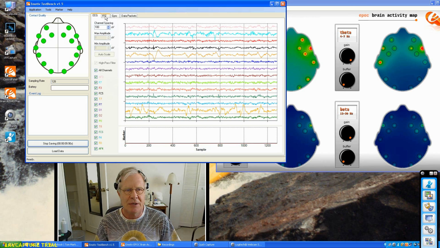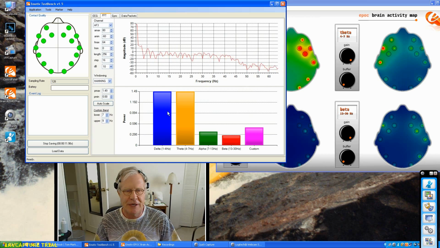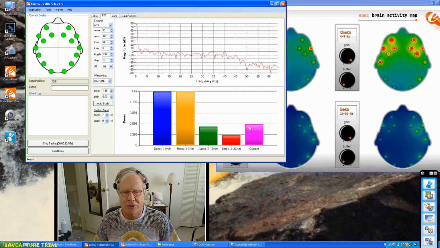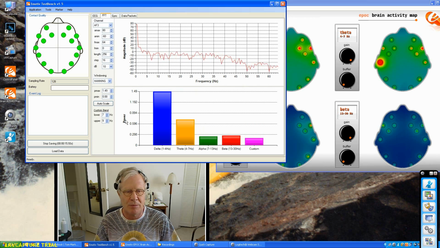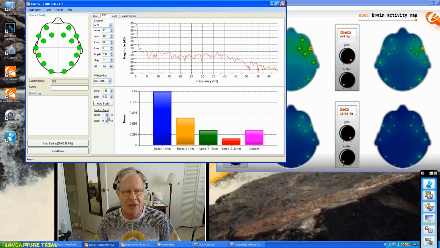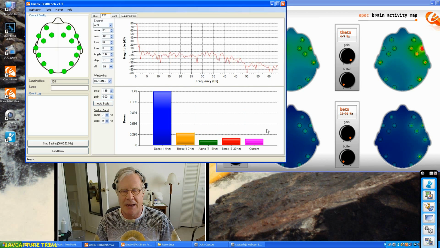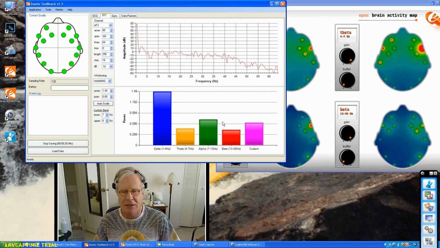We can also look over here and see the fast Fourier transforms of the different brain waves. I have my custom set somewhere between a 7 and a 9. That would be the purple one over here, showing what frequency is kind of right at the low end of the alpha.